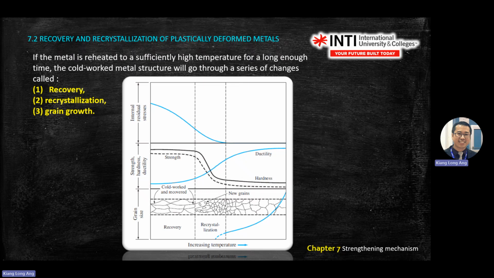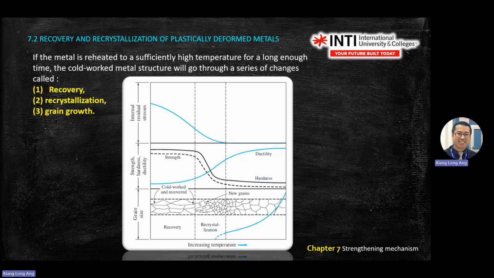So at the bottom here, you break your graph or your picture into three regions: recovery, recrystallization, and grain growth. There are three regions. Then on the top here, you draw this diagram: strength, ductility, and hardness. Then this one is the internal residual stress.